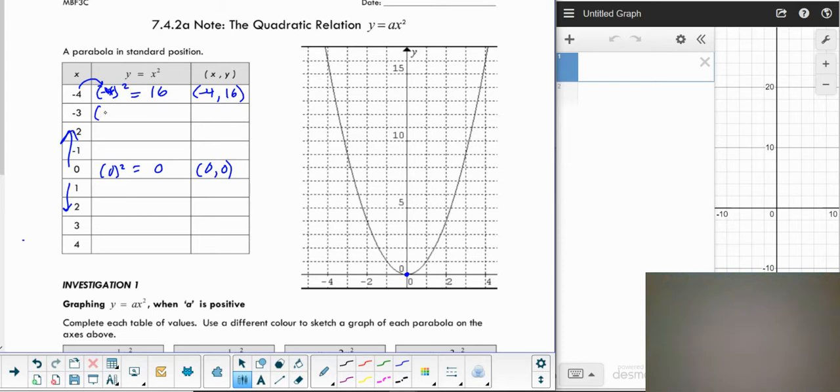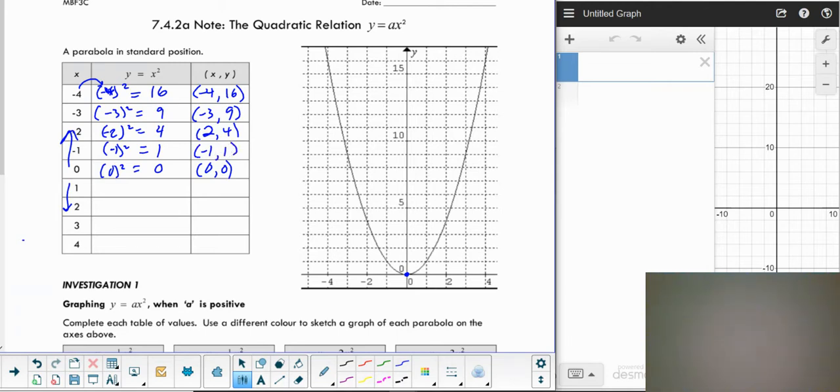All right, creating this bracket, negative 3 squared is actually 9. So negative 3 and 9. Negative 2 squared is 4. So we have negative 2 and 4. And we have negative 1 squared is 1, negative 1 and 1.